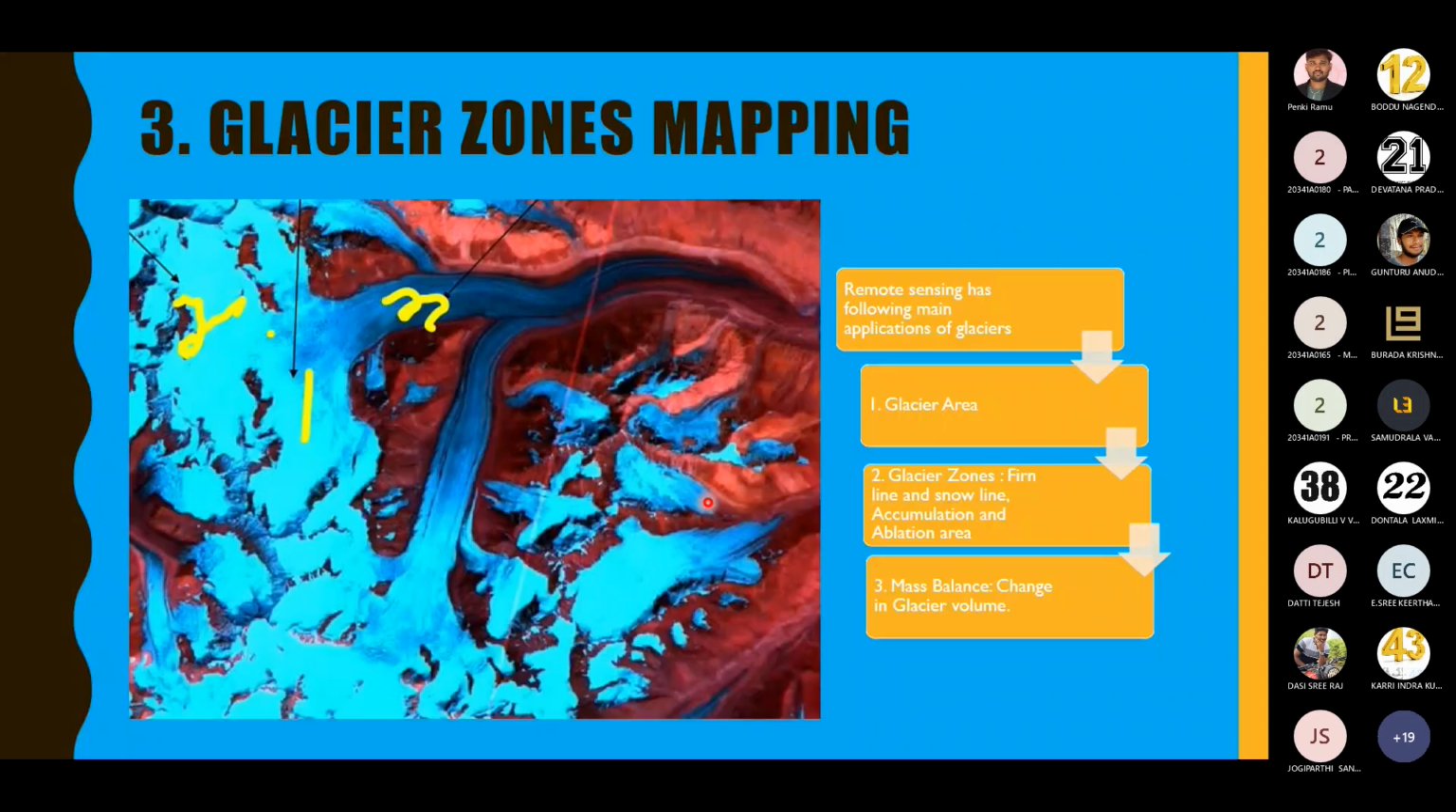So this is a remote sensing image again. You can clearly see this cyan color indicates the accumulation area, and this dark blue color indicates the ablation area, and this region indicates the intersection between ablation and accumulation area, which is the snow line. Snow line is the altitude above which the snow is in the state of solid, and below which the snow slowly converts into the liquid form.